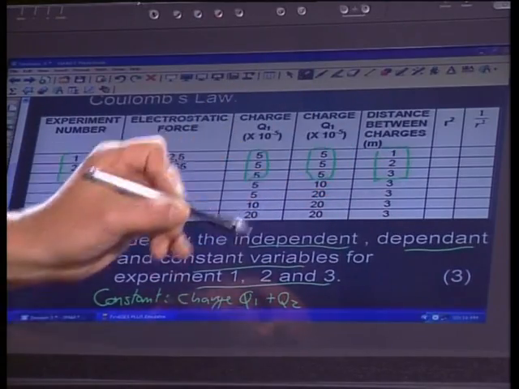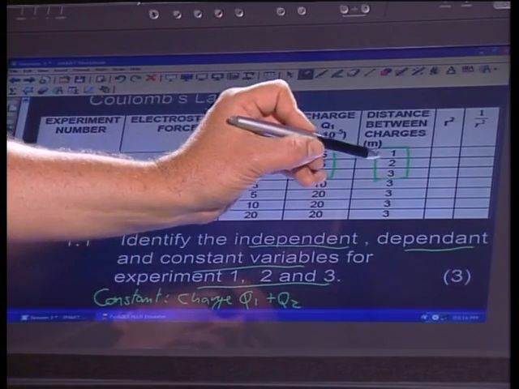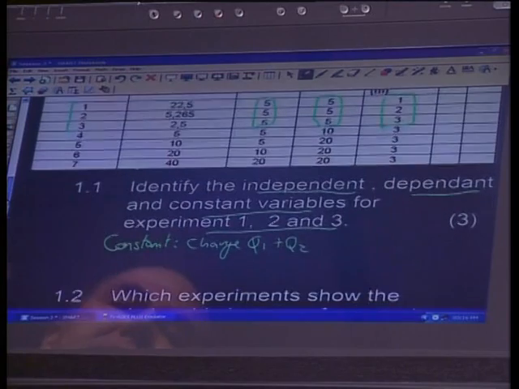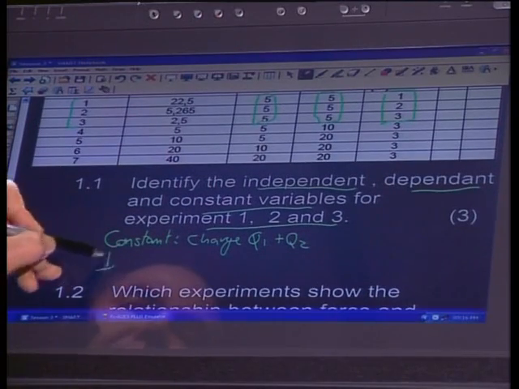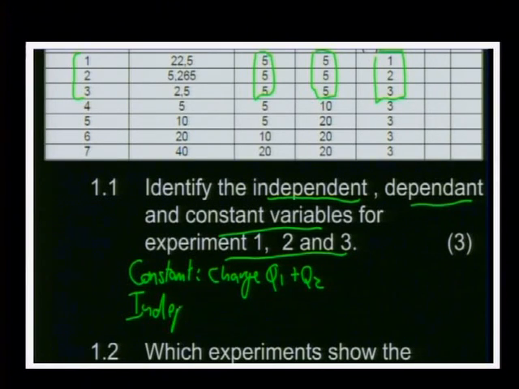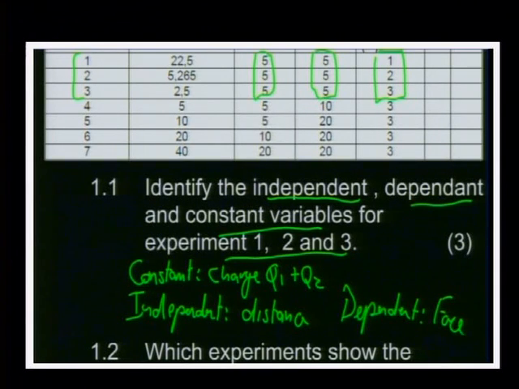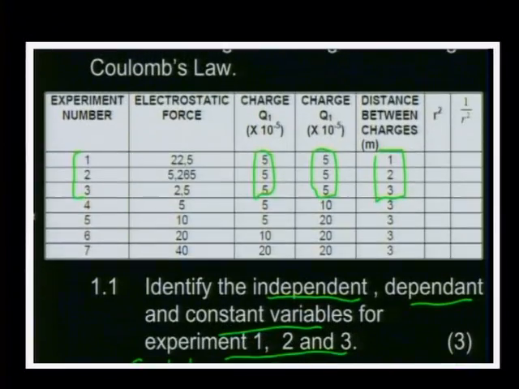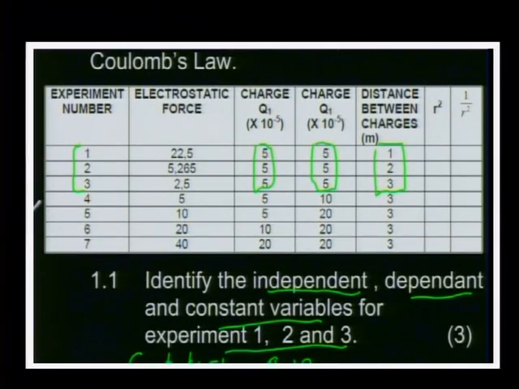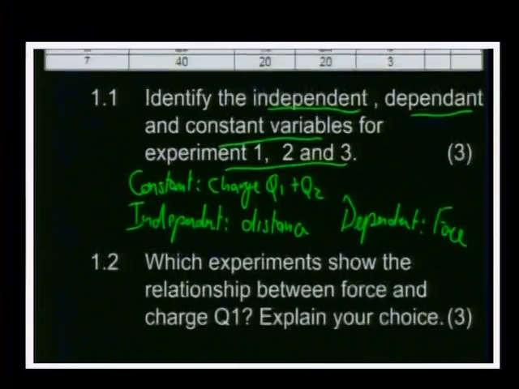It's the dependent variable. Whereas the thing that we are changing, if we look here, it's a change in distance. We can easily move the charges from 1 meter to 2 meter to 3 meter. So I'm going to say that the independent variable is the distance between the charges. And the dependent, the one that is the output, is going to be the force. Force of repulsion, the electrostatic force. We're not told whether that's positive or negative, but it is an electrostatic force.